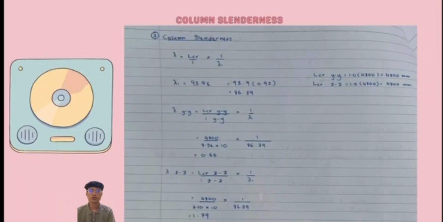The next step, we find the column slenderness, and in this step we should focus on finding LCR YY and LCR ZZ. From this question we get the value of LCR YY as 0.65, and for LCR ZZ we get the value of 1.79.